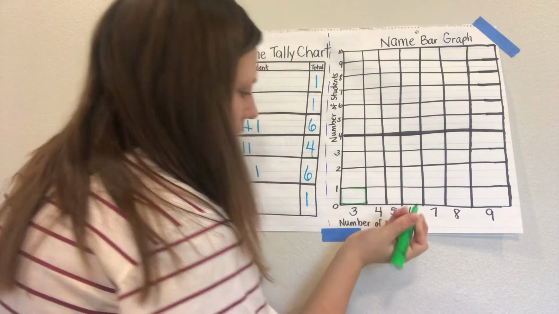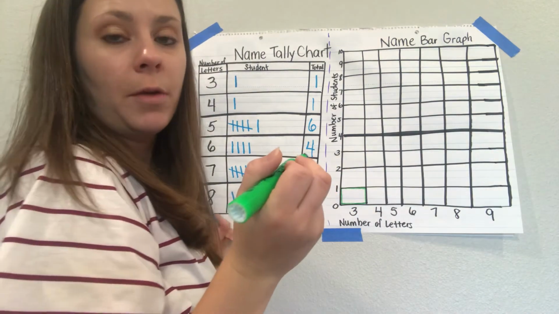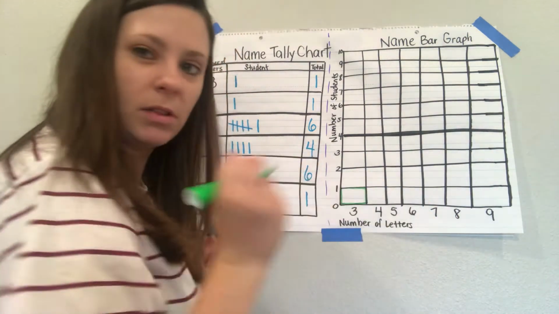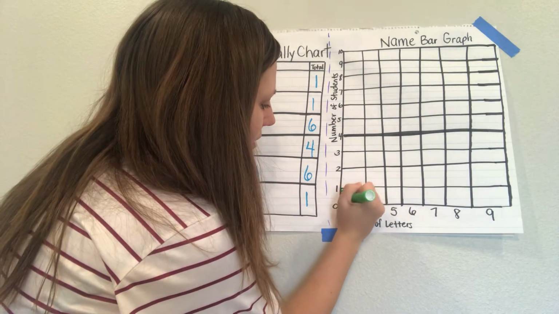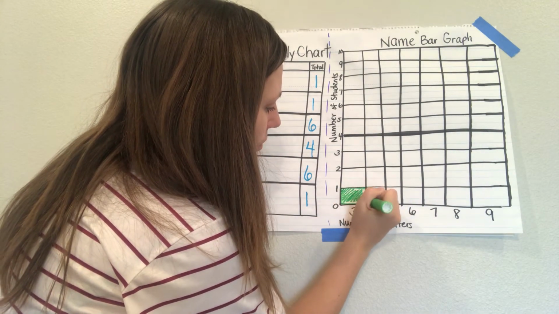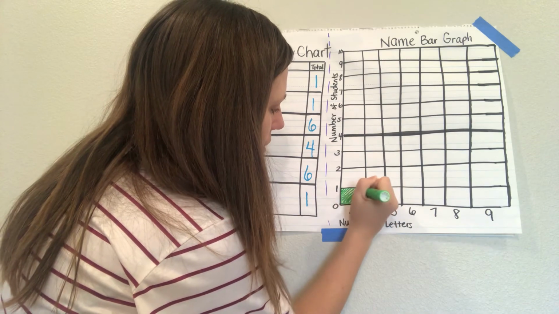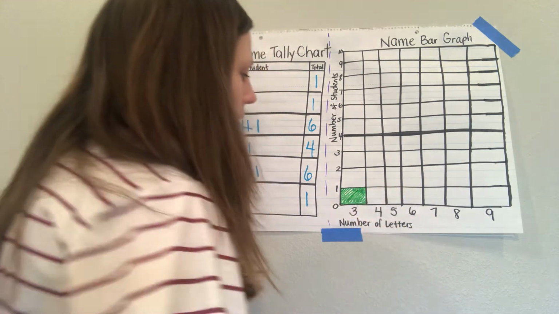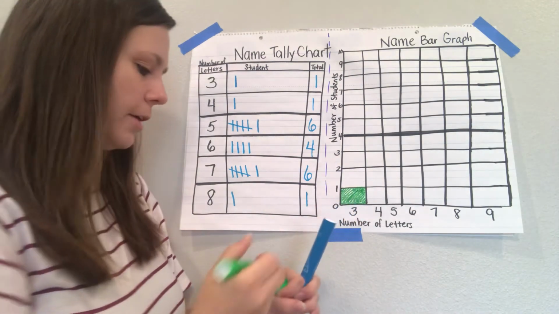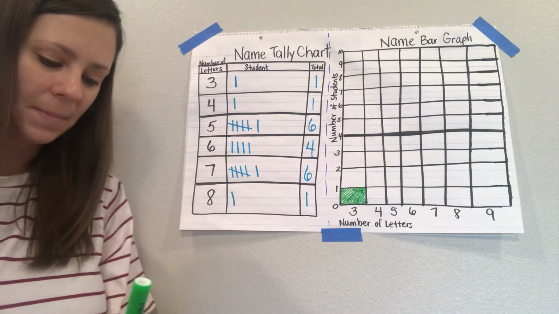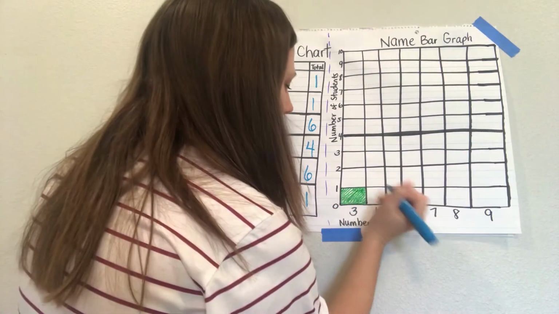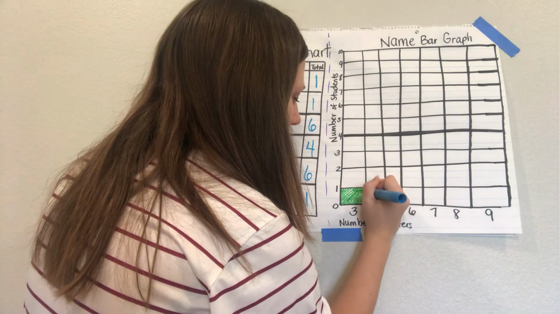And if you were doing this with a crayon, I would want you to color it much better than I'm going to color it. It's just with this marker, it may bleed through and I don't want it to get on my wall. So I'm just going to scribble it in, but whenever you do this, make sure you color it all the way. All right, 1 student had 3 letters. How many students had 4 letters in their name? 1 student had 4 letters. So again, we just color 1 bar.